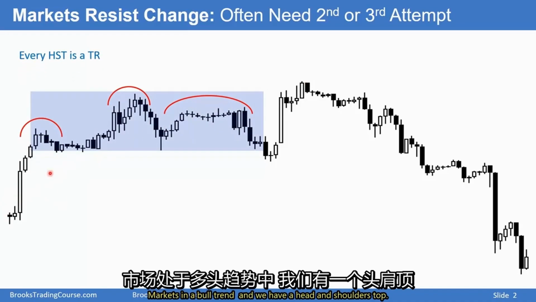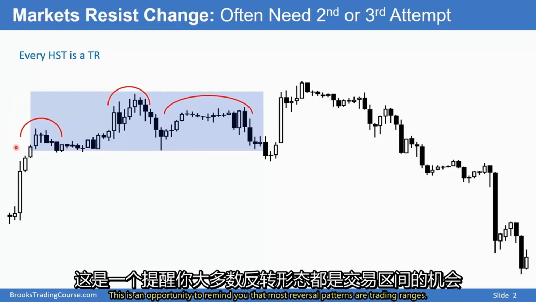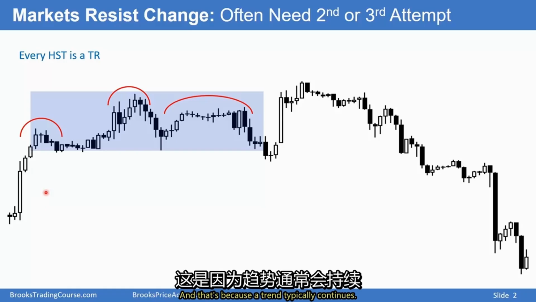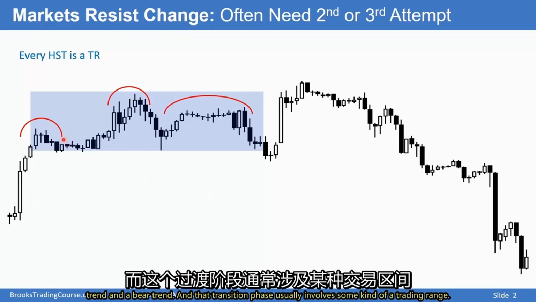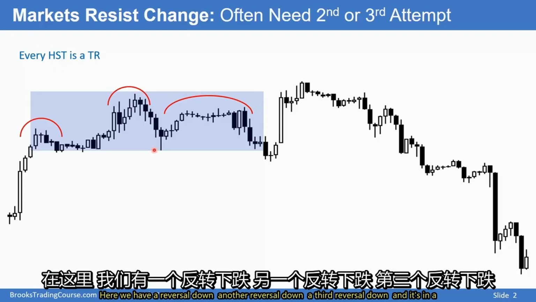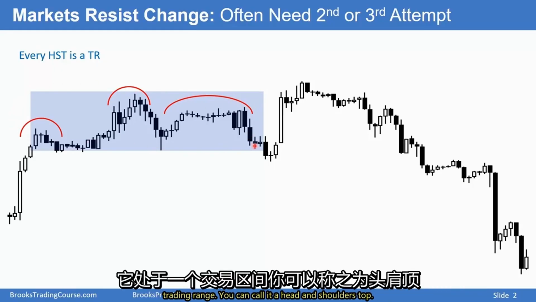Market's in a bull trend, and we have a head and shoulders top. This is an opportunity to remind you that most reversal patterns are trading ranges, and that's because a trend typically continues. The bulls get weaker, the bears get stronger, and there's a transition phase between a bull trend and a bear trend. And that transition phase usually involves some kind of a trading range. Here we have a reversal down, another reversal down, a third reversal down, and it's in a trading range.